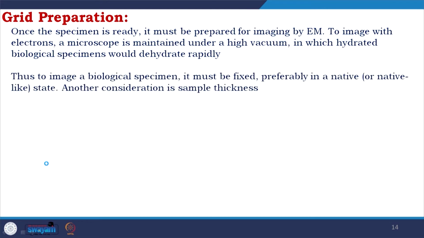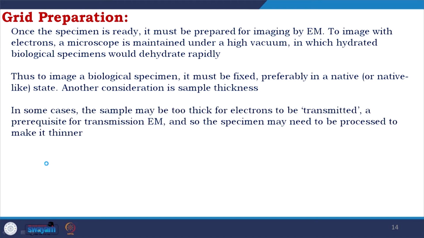Thus, to image a biological specimen, it must be fixed, preferably in a native or native-like state. Another consideration is sample thickness. In some cases, the sample may be too thick for electrons to be transmitted, a prerequisite for transmission electron microscopy. And so, the specimen may need to be processed to make it thinner. It needs sectioning in these cases.